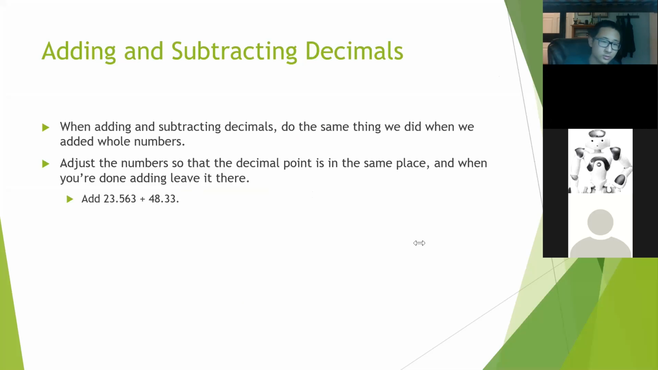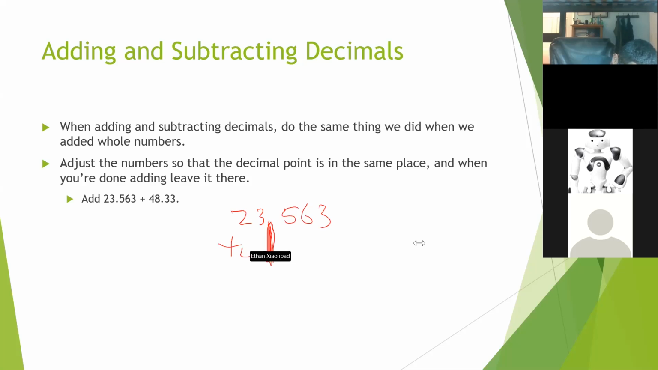So add these two. First we have 23.563. And what we have to do with decimals is align the decimal point. Basically, that means they have to both be in a straight line. 48.33. Now we add them. And since this 3 right here is alone, we're just going to move it down here. Now we get to the adding part.